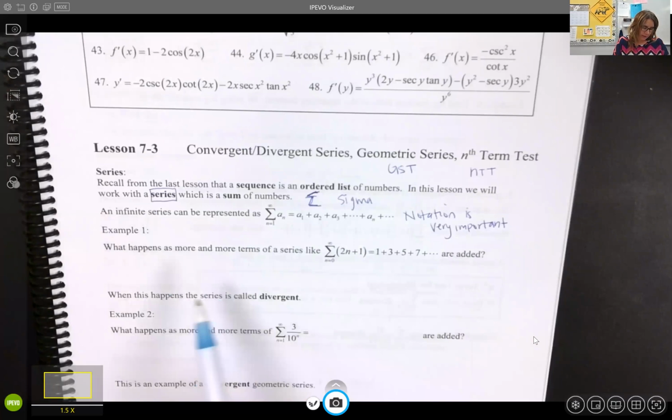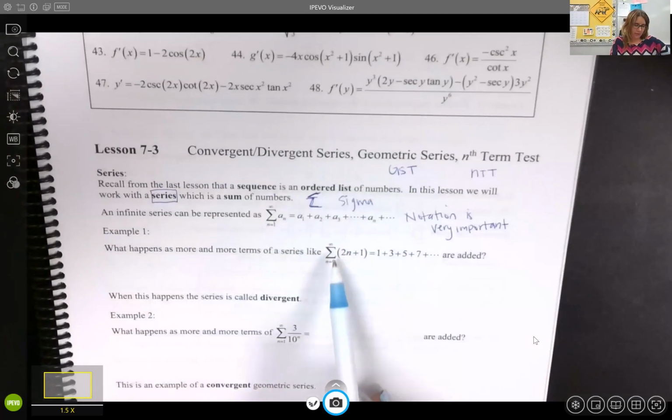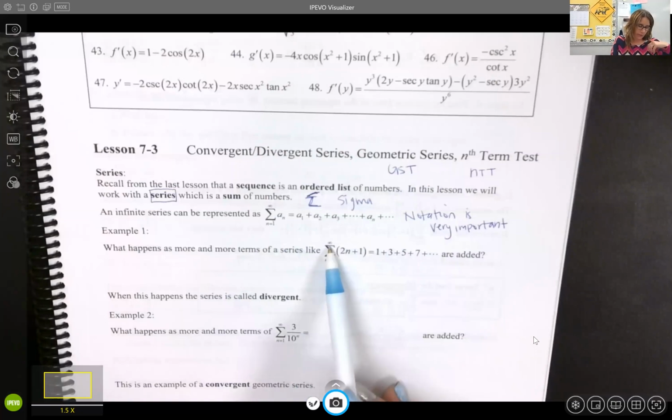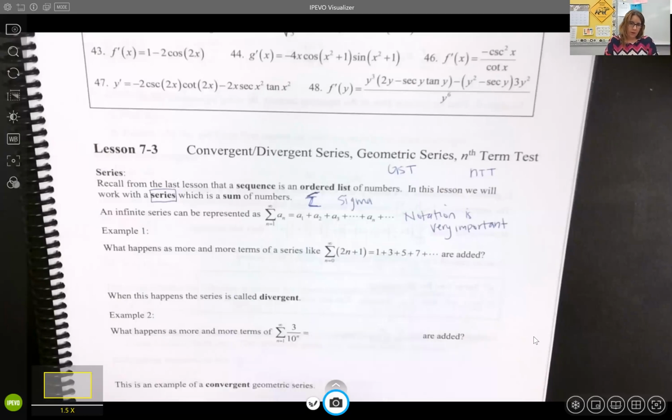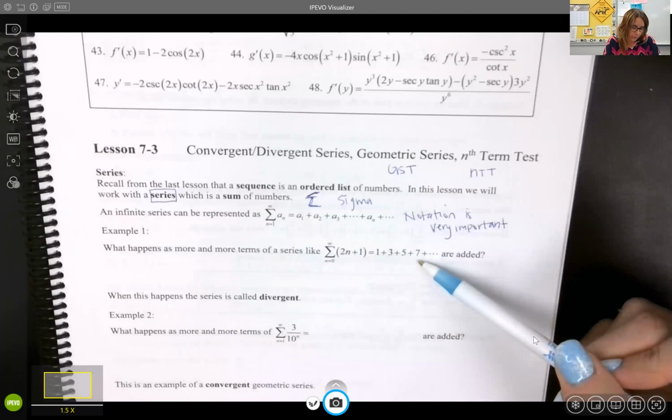So here we have example 1. What happens as more and more terms of a series like this are added? So it's n equals 0. So you got to be careful here. Does it start at 1 or does it start at 0? Okay. So n equals 0 to infinity. What's going to happen as I add more and more terms? So they've already listed the first 4 terms for you.